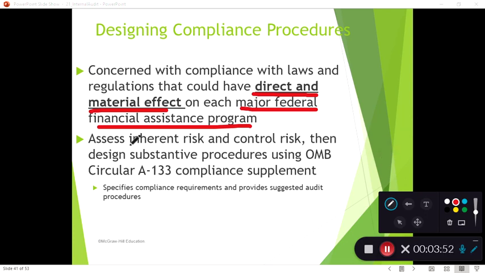So just like before, assessing inherent risk and control risk, and then designing substantive procedures, right? In this case, they have kind of more specific guidance. OMB is the Office of Management and Budget. That's a federal department, and they're basically specifying suggested audit procedures in order to get at how to manage detection risk, essentially, right?